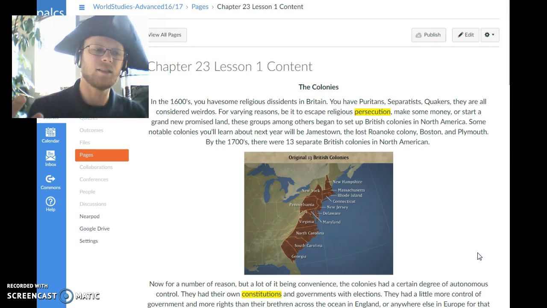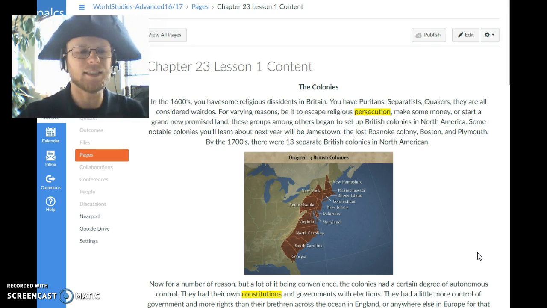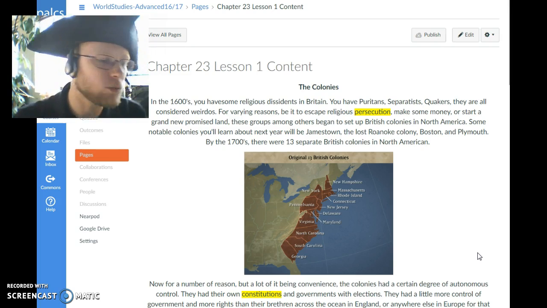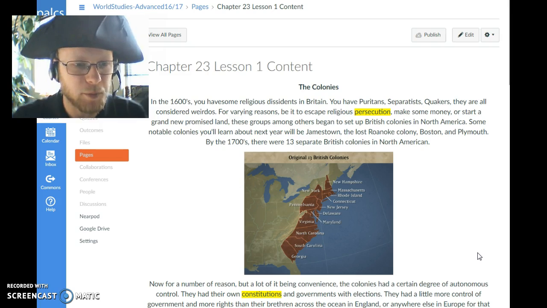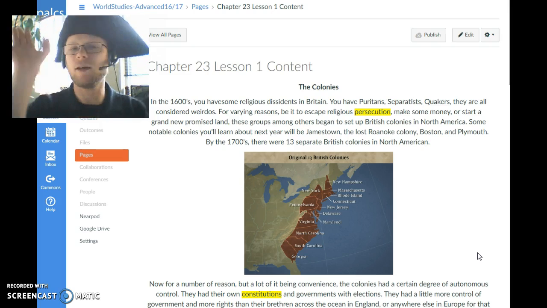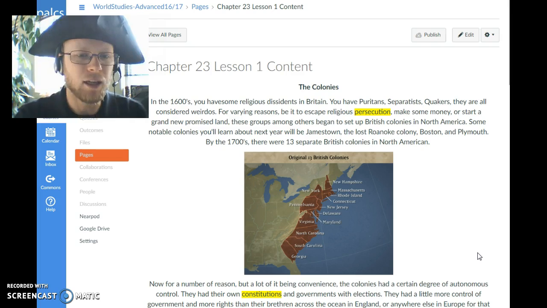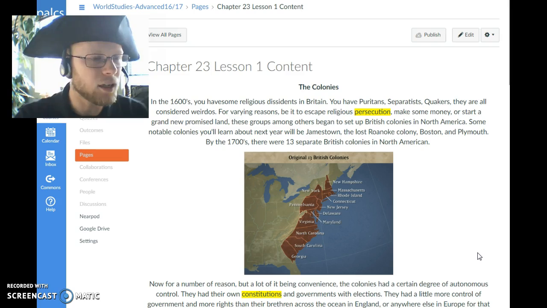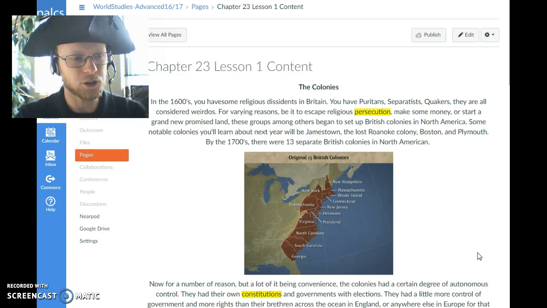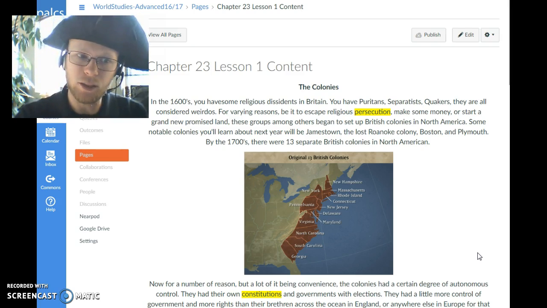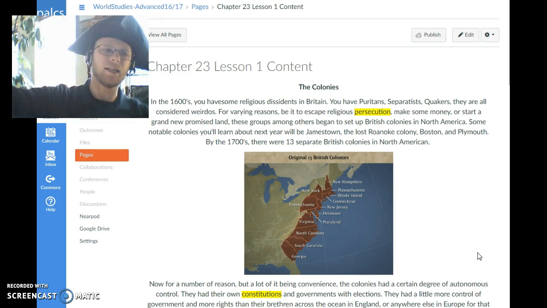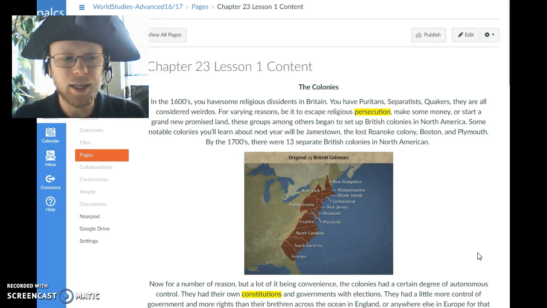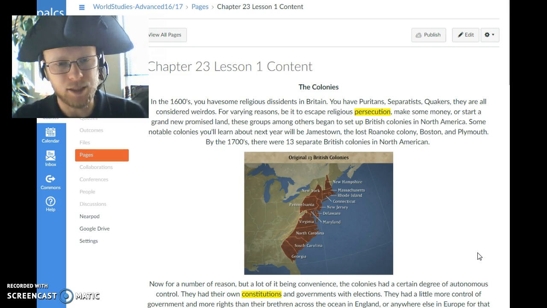Okay, so in the 1600s, you have some religious dissidents in Britain. You have people like the Puritans who want to purify the Anglican Church and want to make it better. You have the Separatists who pretty much gave up on the Anglican Church and wanted to separate. You had Quakers who are best described as very friendly pacifists. And they're all considered weirdos. So for varying reasons, be it to escape religious persecution, make some money, or start a grand new promised land, these groups, among others, began to set up British colonies in North America.